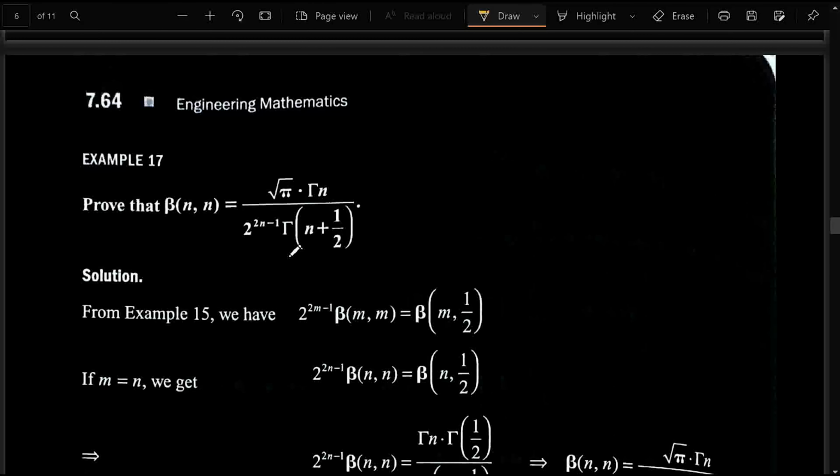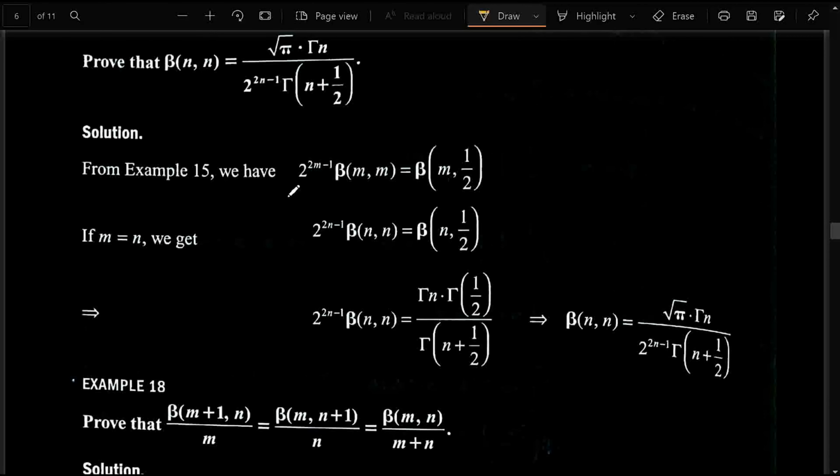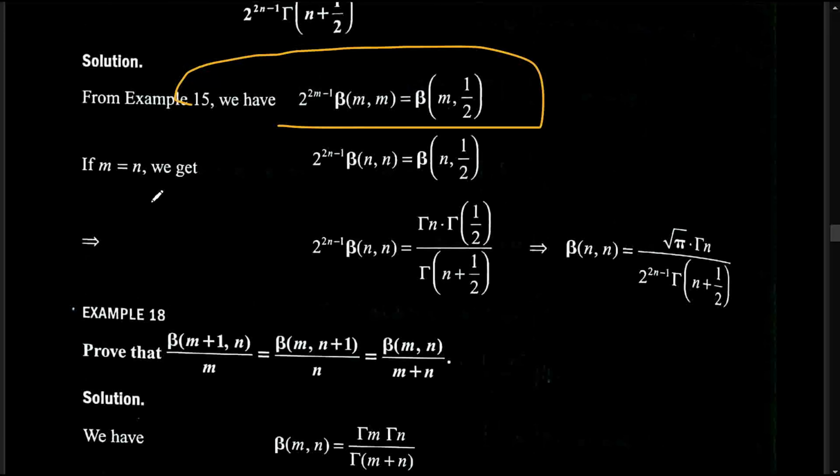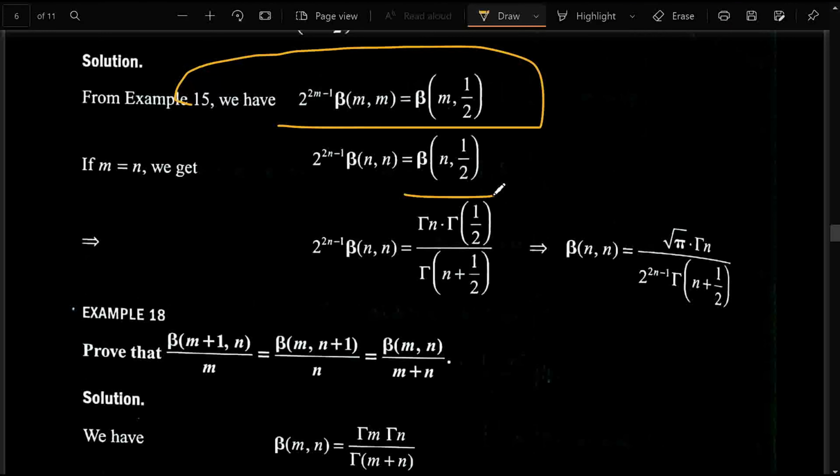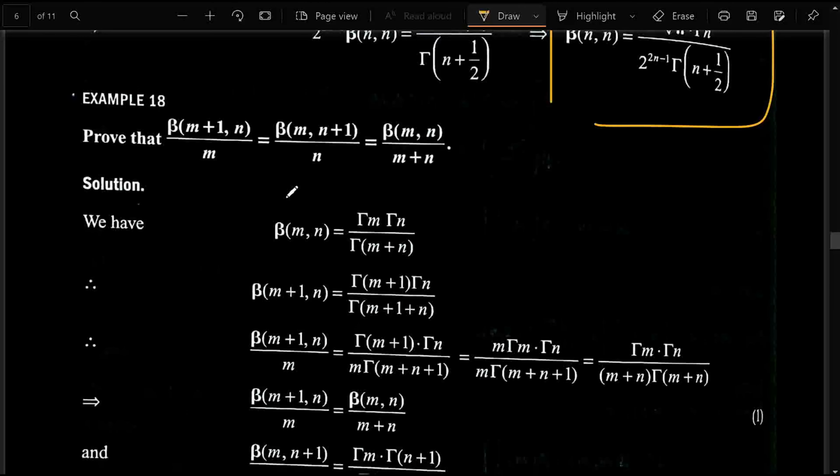Simple. And this is also the same thing. We know this already in example 15. Now we are putting m equal to n, then we get this. So now we are changing this beta function into a gamma function. You get that, that is the result. Simple. And now this is also the same thing.